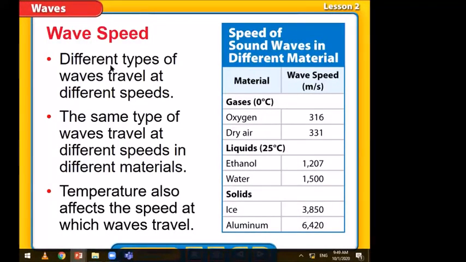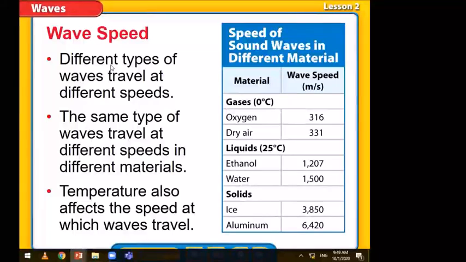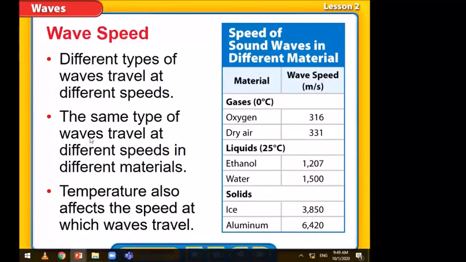Okay. As you can see here, for example, the wave speed increases in solids. As you can see, the wavelength increased in solids. We have solids, ice, and aluminum. We can see that the wave speed increased, not like in gas.